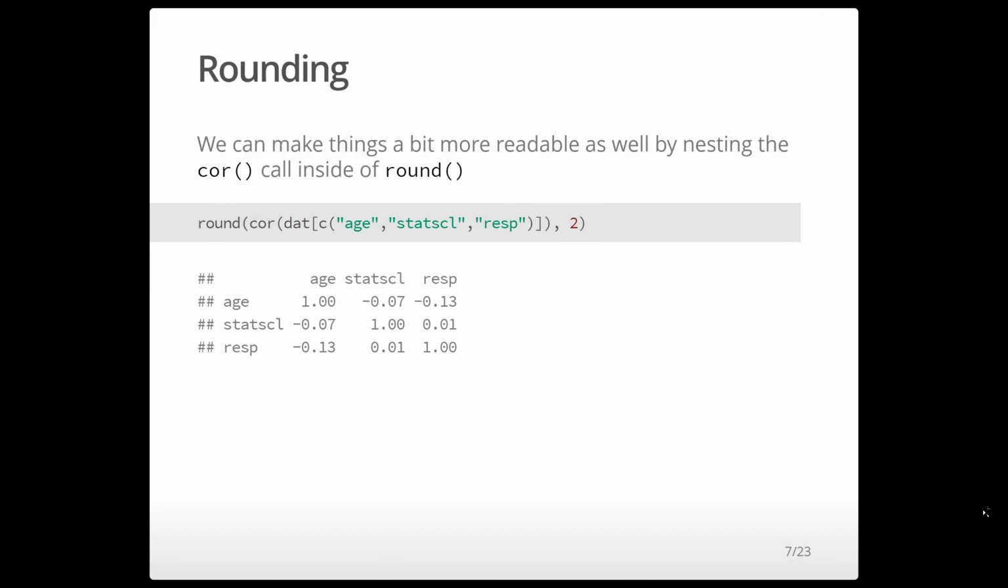And another neat thing we can do is we can nest this inside of the round function. So here you see inside the round function, we have the exact same thing as on the previous page. And then I just put it inside of round, and I specify that I want to round to 2 digits, and this just makes everything more readable. Just rounds everything off to 2 digits.